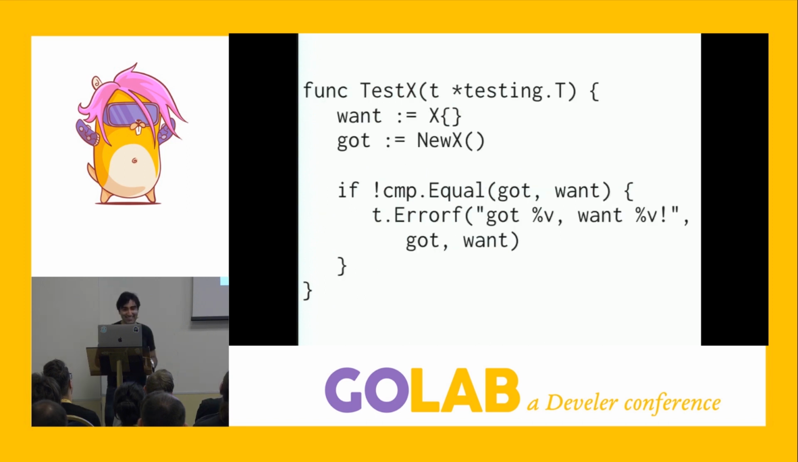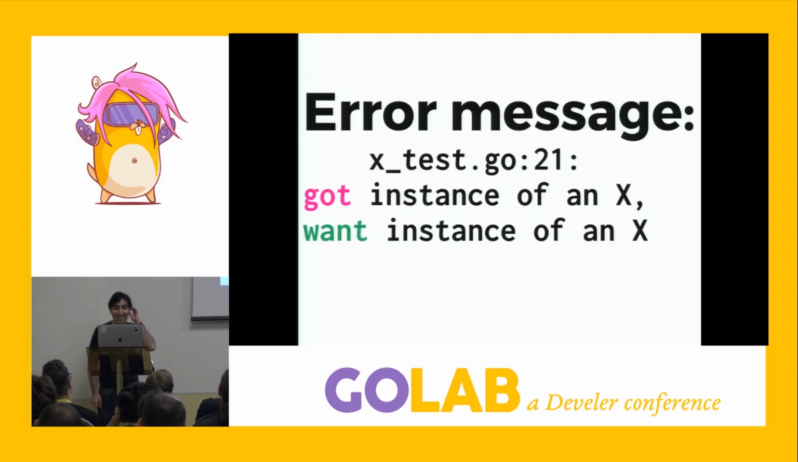Now we're going to write a test. So we have our want and our got as we do in Go. And we are going to use comp.Equal to compare them for equality, and if they're not equal, which, why would that happen? We're going to return an error. So far, so good, right? No. So we get an error, and this error kind of sucks. It says that we got an instance of an X, and we want an instance of an X, and they look the same, and now we're stuck.